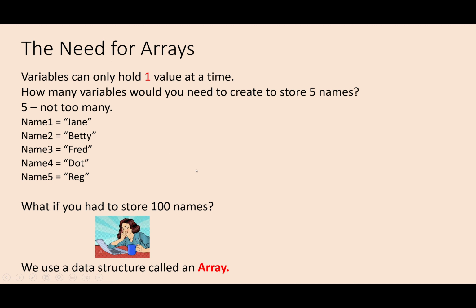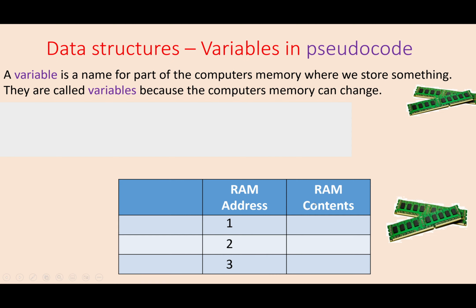So we use a data structure called an array. A data structure is just somewhere in memory that's holding data. So a variable is a data structure that can only hold one value. An array is a data structure that can hold multiple values. So in pseudocode, we would first of all write declare forename string. Declare just means we want to make something, we want to make a data structure. Forename is the identifier, or what we're calling it, and then we specify the data type.